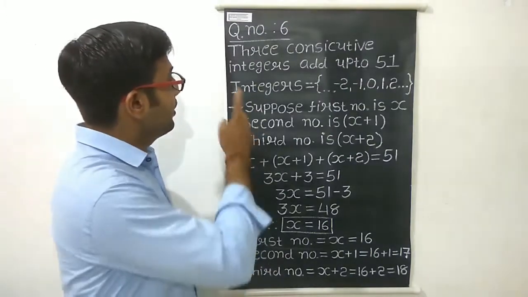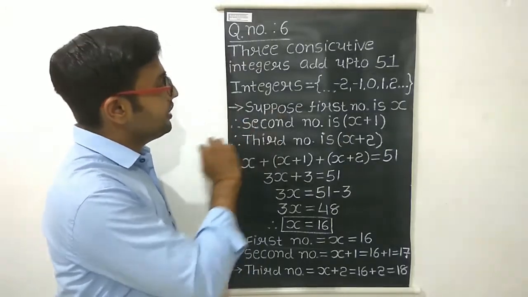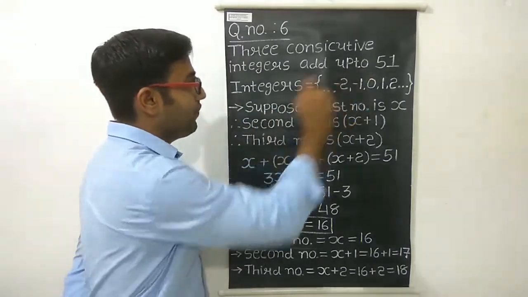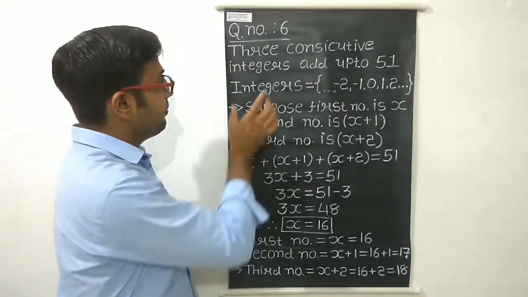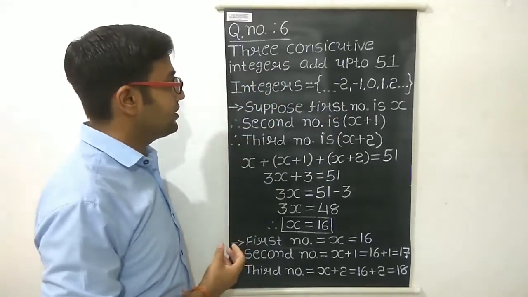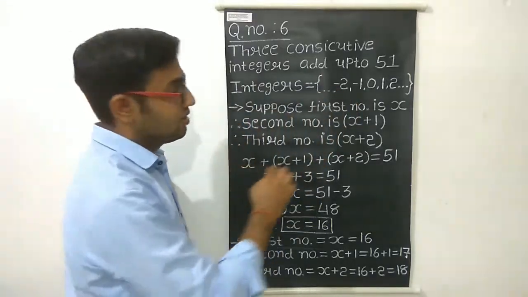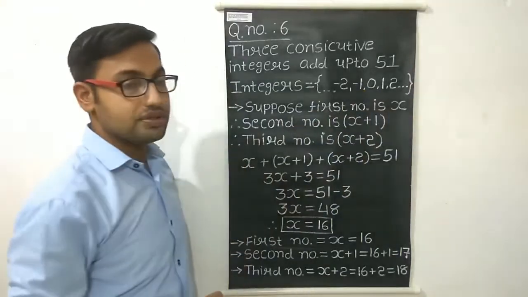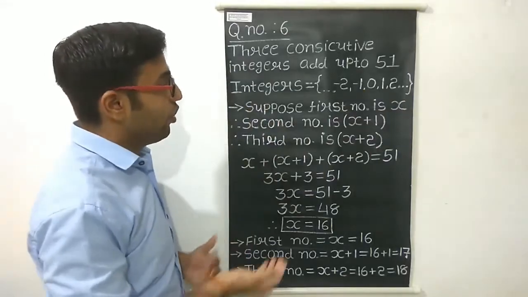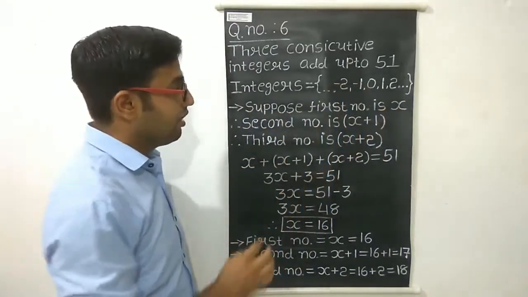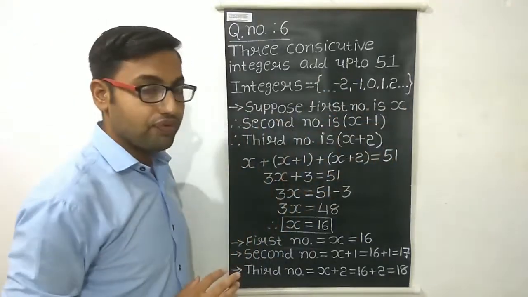Okay, so let us study question number 6. Question number 6 is: 3 consecutive integers add up to 51, then find these 3 consecutive numbers. Now we have been given integers. What is the meaning of integers? Integers are the numbers which contain negative numbers, 0 and positive numbers. That means integers is a set of numbers in which all of these are there: minus 3, minus 2, minus 1, 0, 1, 2, 3, up to infinity on both sides.